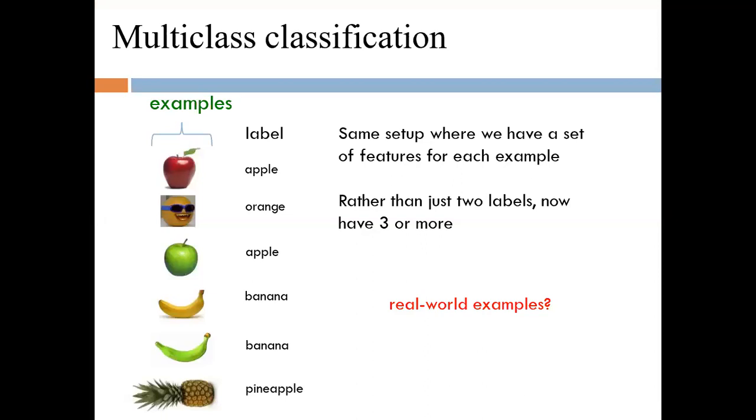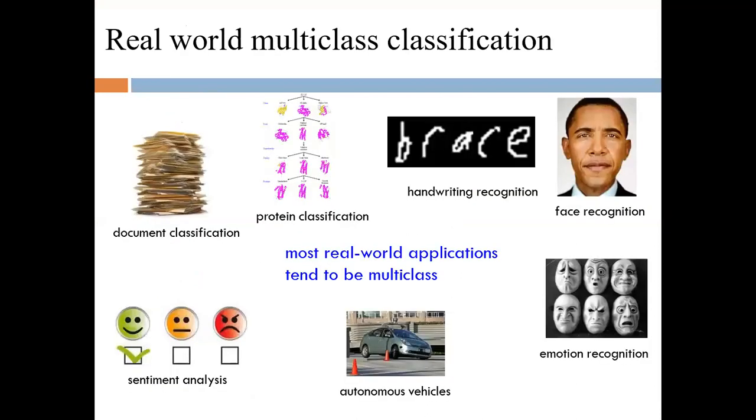So let's assume we have been given a multi-class classification example: the classification of four different fruits. Same setup, where we have a set of features for each example. Now rather than just two labels, we have three or more labels. Some real world examples of multi-class classification are document classification, sentiment analysis, handwriting recognition, face recognition, and so on.